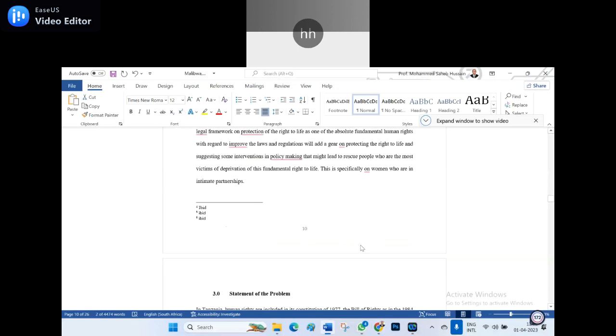And you wrote on the 10th page, Ibid. And Ibid is a Latin terminology. When it is a Latin terminology, it should always be in italics. And every footnote, I told you, ends with the full stop, but you did not put the full stop there.